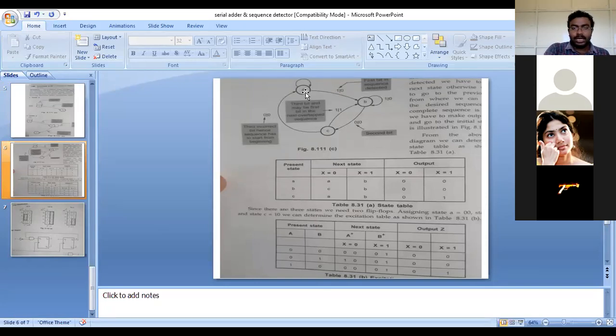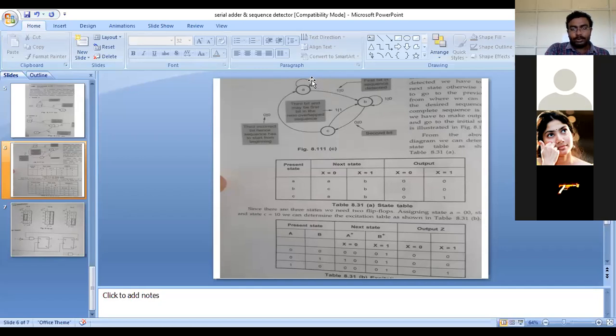Look here, students. If I'm in state A and I give an input 0, where am I moving? Same state, sir. So when I'm in state A and input 0 is given, I stay in the same state. When I'm in state A and I give an input 1, where am I moving, students? B, sir. So from A with an input 1, I move to state B.